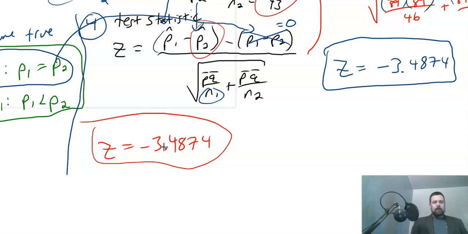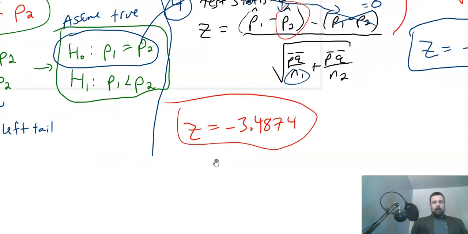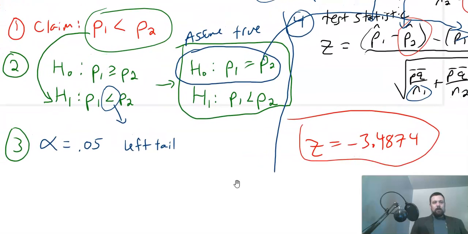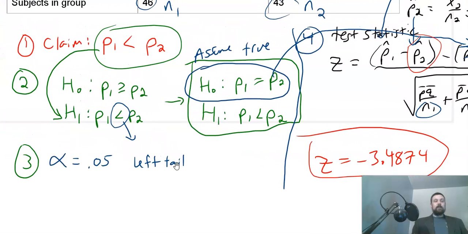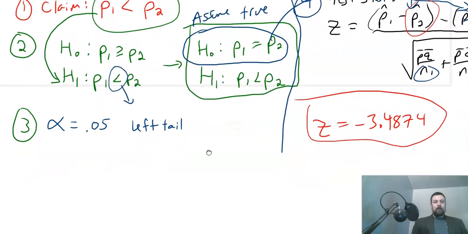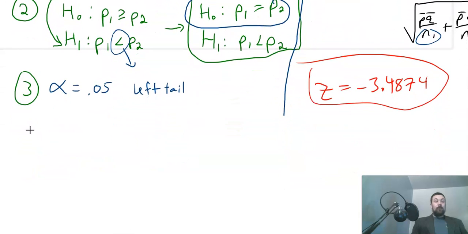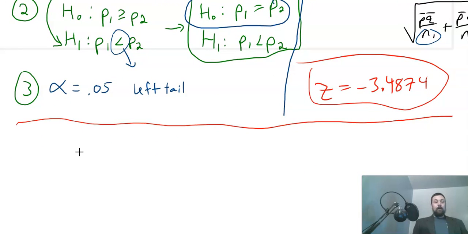All right, there's the test statistic. The calculation is off to the right, but we're just going to zoom back into the rest of the process. So that was step 4. Step 5 is to find the critical value or the p-value.